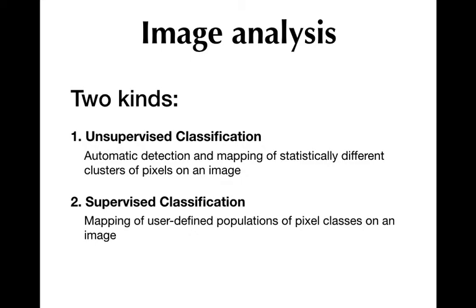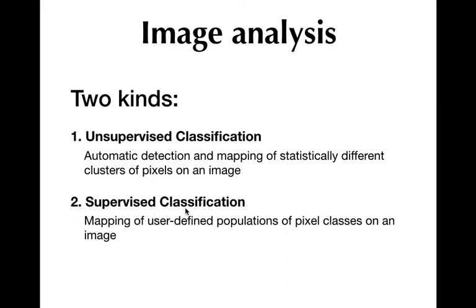Okay, so we're going to take a LANDSAT image with 7 bands on it, and we're going to use that information to classify an image in terms of land surface types. And there's two ways to do this. The first is unsupervised classification, which is basically an automated process. It automatically detects and maps statistically different clusters of pixels on an image, and I'll talk a little bit about how that works next. The second way is supervised classification.